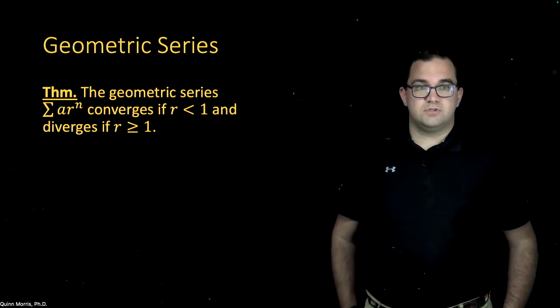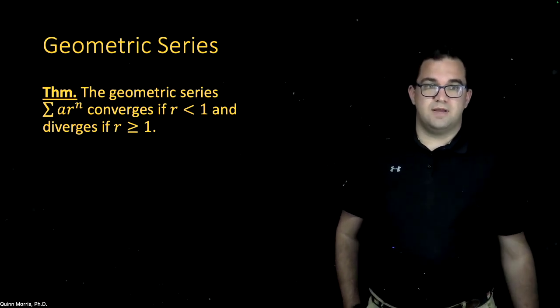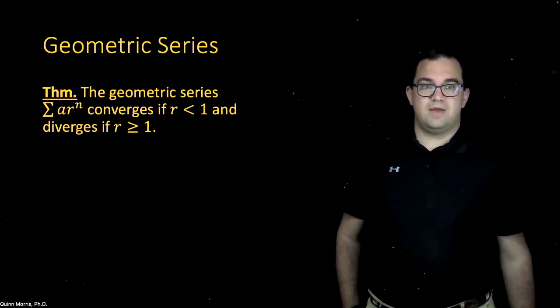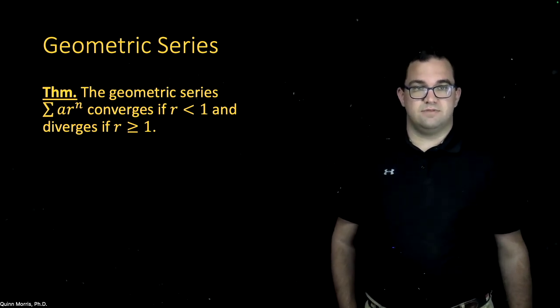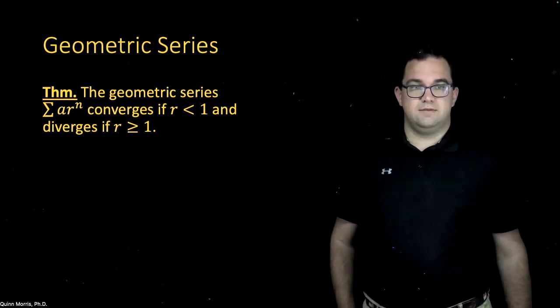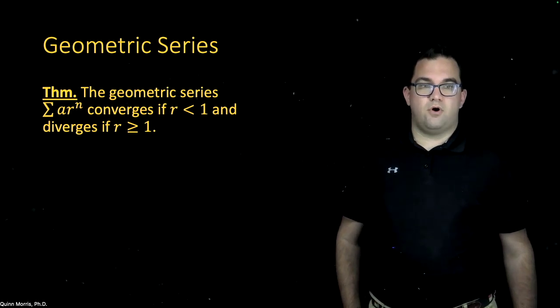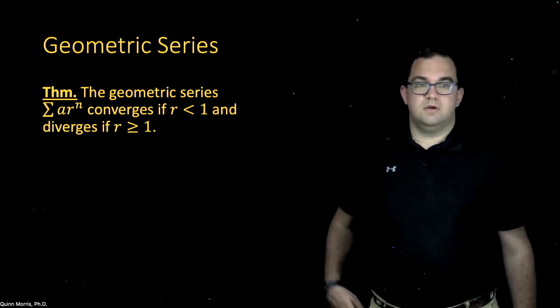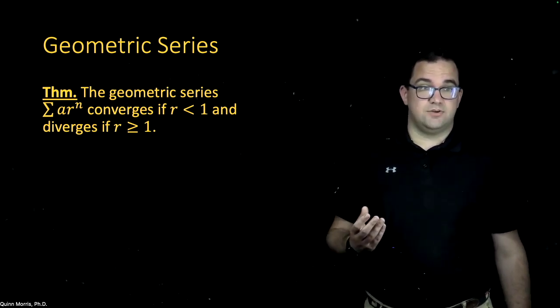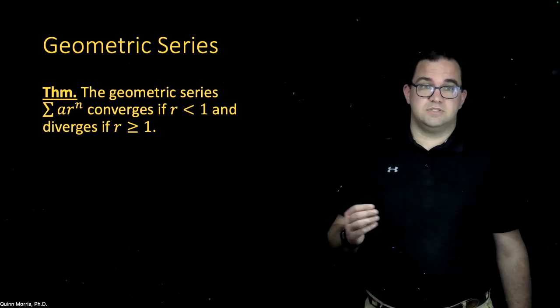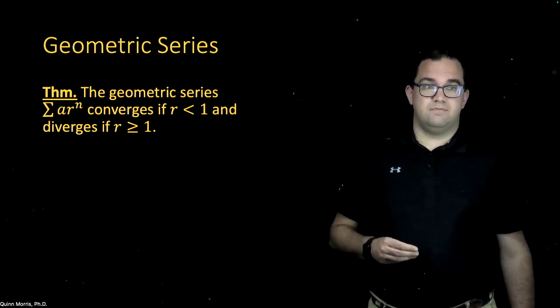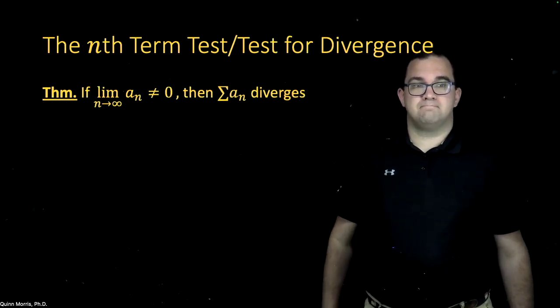So the very first type of series we discussed were geometric series. And we saw that if we have a geometric series, so that's a series of the form a times r to the n, it converges if |r| is less than 1 and diverges if |r| is greater than or equal to 1. So if we have a geometric series, it's very easy to determine convergence or divergence solely based on the value of that ratio r.